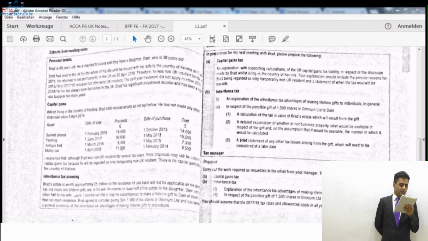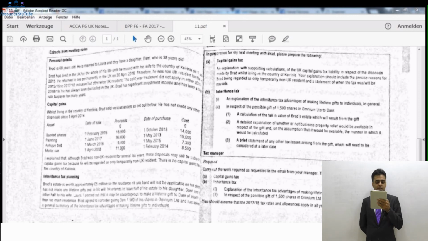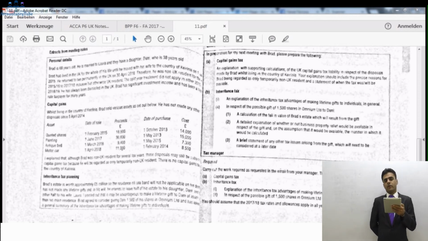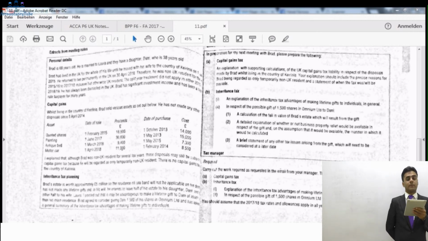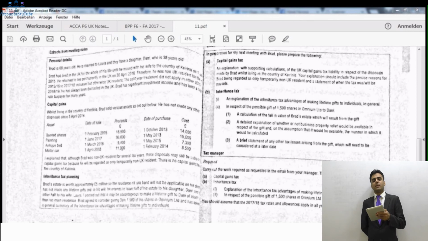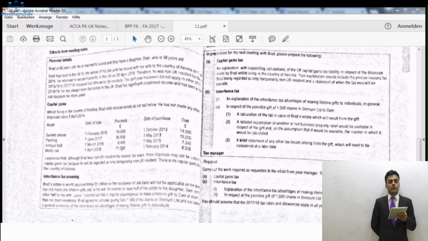Right, and after that it says antique bed. The date of sale is 1st of March 2018, when he was not in the UK, and he purchased it on 1st of May 2015. So the date of purchase is also when he was absent from the UK. So the date of purchase and date of sale are both when he was not in the UK. So this will not be taxable.